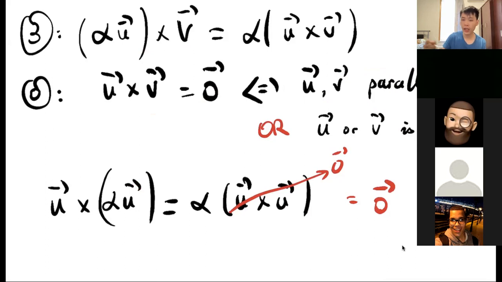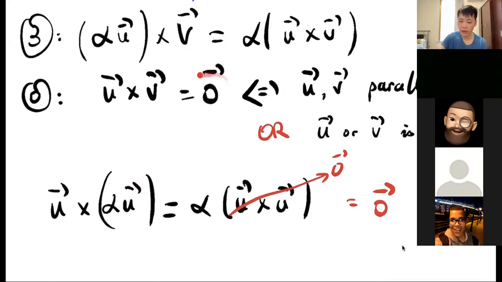Right? And that's if and only if, because there are no other scenarios where you can get a zero vector as a cross product. Those are the only two options that give you a zero vector from cross products. Right? So far, so good. All right.